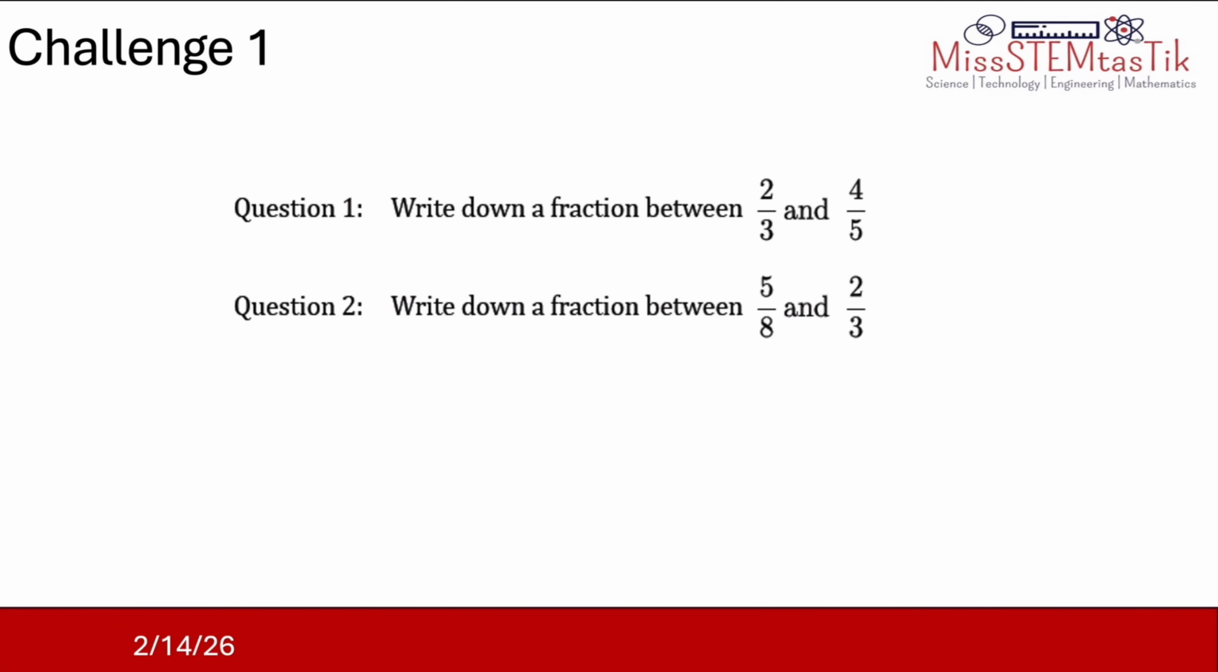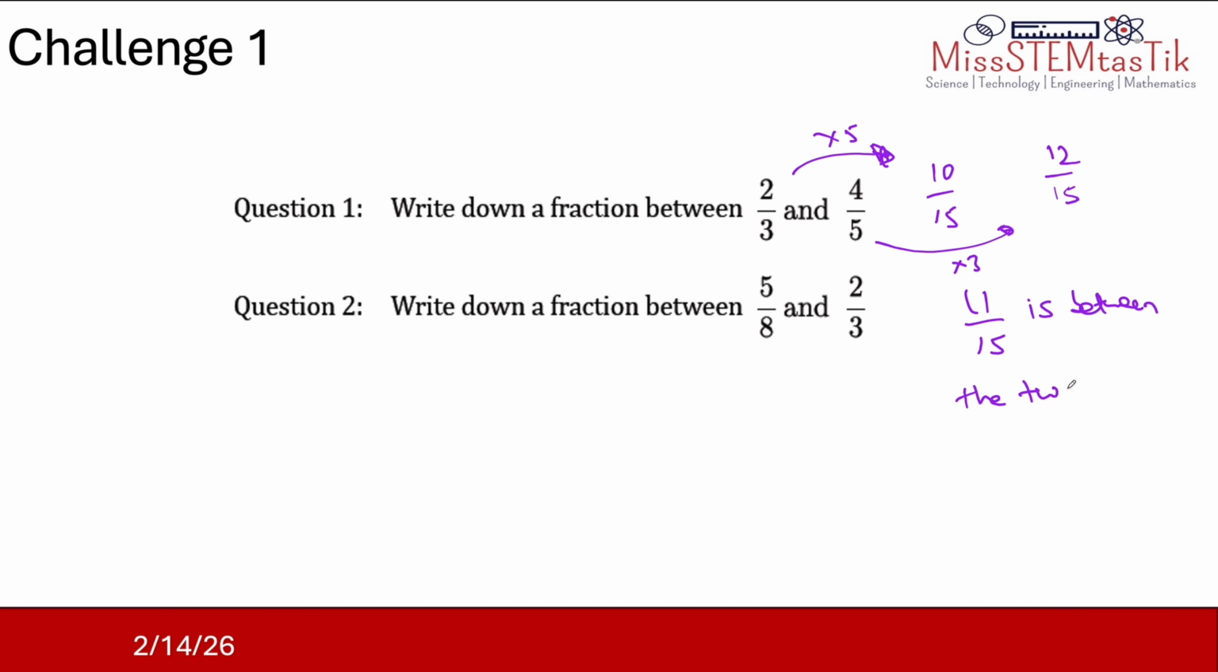Okay, now for the challenge question. Write down a fraction between 2/3 and 4/5. Now for these, find the equivalent fractions so that their denominators are the same. I can see the lowest common multiple between 3 and 5 is 15. So I'm going to multiply the first one, 2/3, by 5 to get 10/15, and the 4/5 by 3 to get 12/15. Now, a number in between 10/15 and 12/15 is 11/15. So that is a fraction in between those two fractions. That's one possible answer. There are many different answers that you can have.